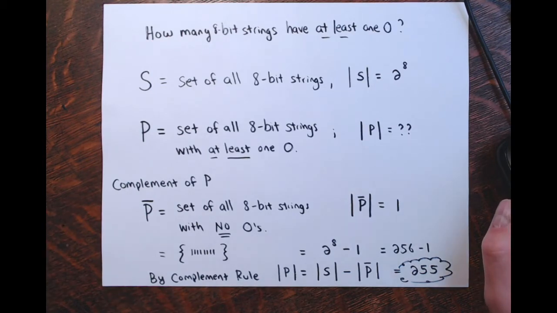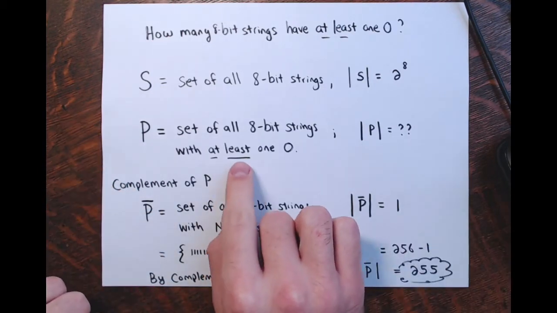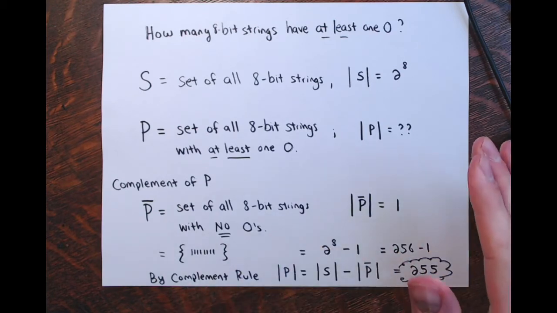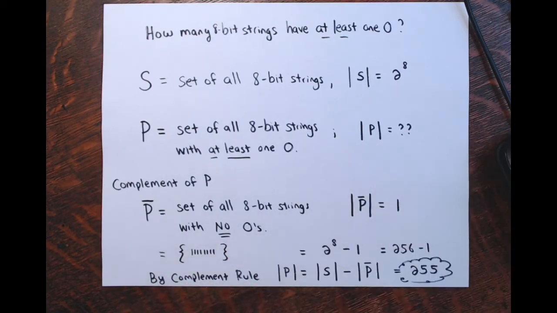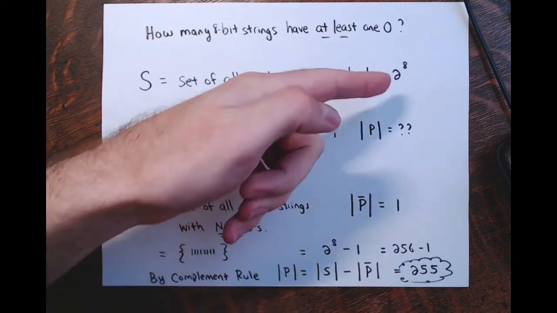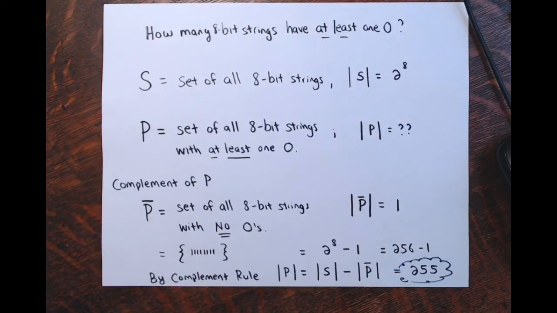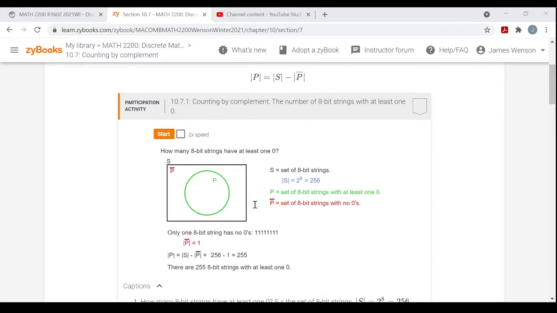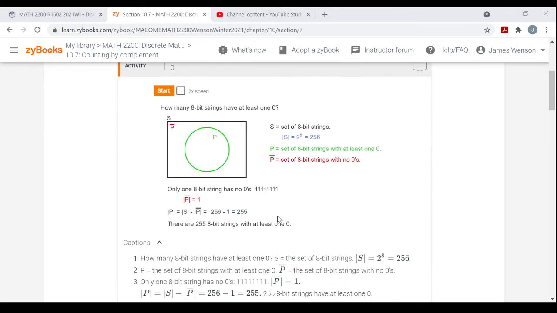But you see how much easier that was to count? Because instead of counting how many have 1 zero, how many have 2 zeros, how many have 3 zeros, how many have 4 zeros, how many have 5 zeros, all the way up to 8, and then adding those up, instead of doing all that, I just look at the opposite. How many have no zeros? And then take it away from all 8-bit strings. And it's a lot quicker. And again, they kind of run you through that here. 255, great. Okay.